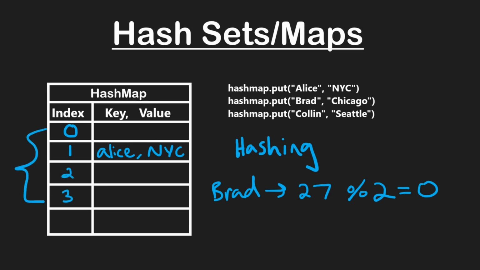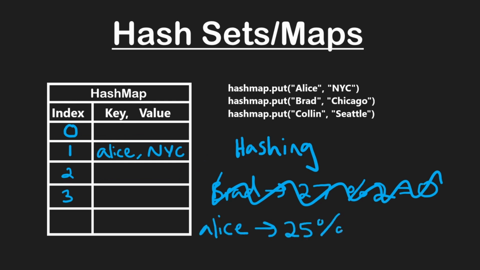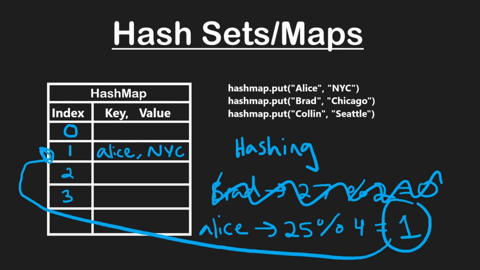So 4 elements now. But ignoring Brad for a few more seconds, what if now we try to get Alice? Well, we convert Alice to the integer 25. We mod it now. Instead of modding it by 2, we're actually going to mod by the size, which is 4. And it turns out that the index is 1 again. So we see that, okay, Alice is still in the correct spot.